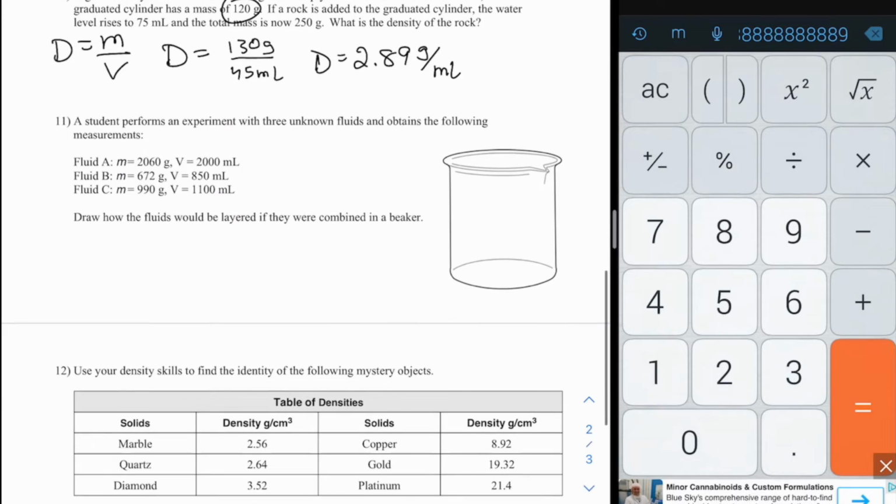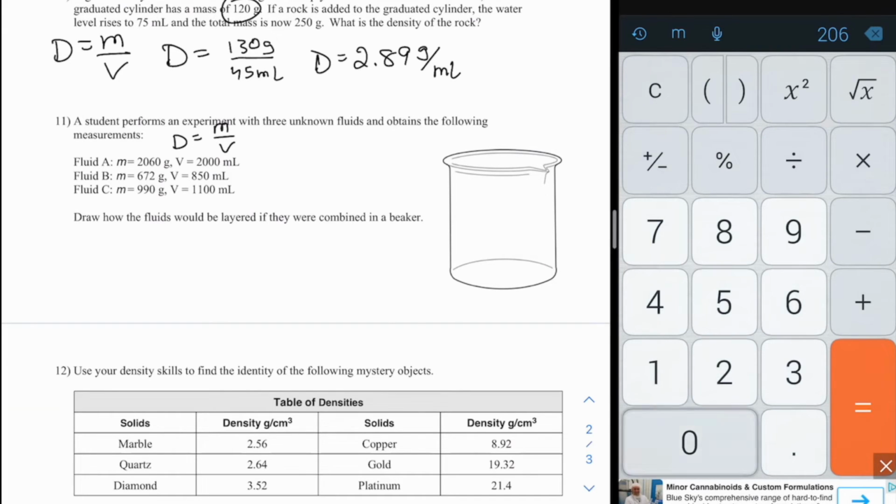Okay, next one. A student performs an experiment with 3 unknown fluids and obtains the following measurements. Draw how the fluids would be layered. So again, on this one, what's going to be at the bottom when I put the 3 in there? The most dense fluid's going to be at the bottom, up to the least dense, for the 3. So how would I figure this out? Well, I've got to figure out the density of each of these. Density is mass divided by volume. I have the mass and I have the volume, so I have to do each one of those.